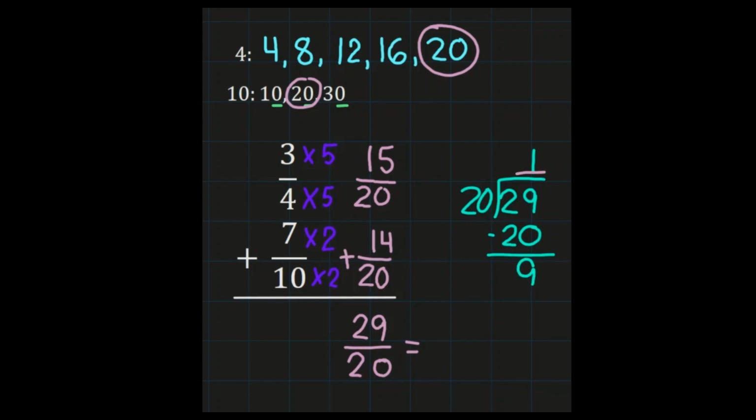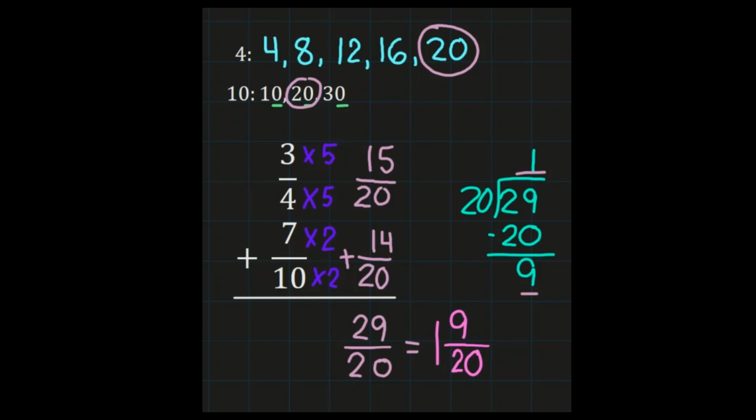And my quotient of 1 becomes my whole number in my mixed number. My remainder of 9 becomes the numerator, and the denominator of 20 remains 20. So 3/4 plus 7/10 equals 1 and 9/20.